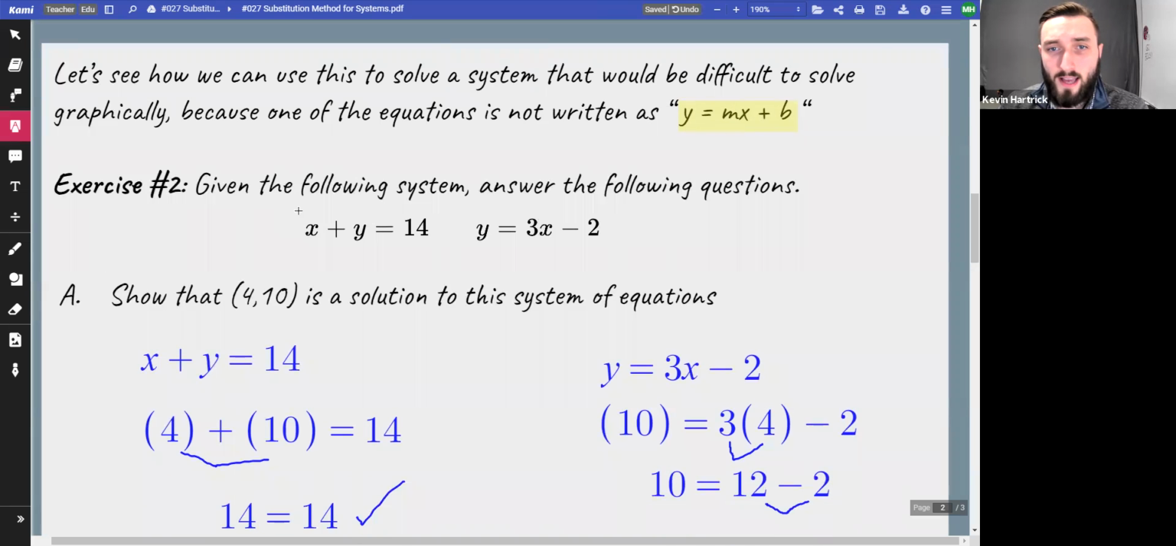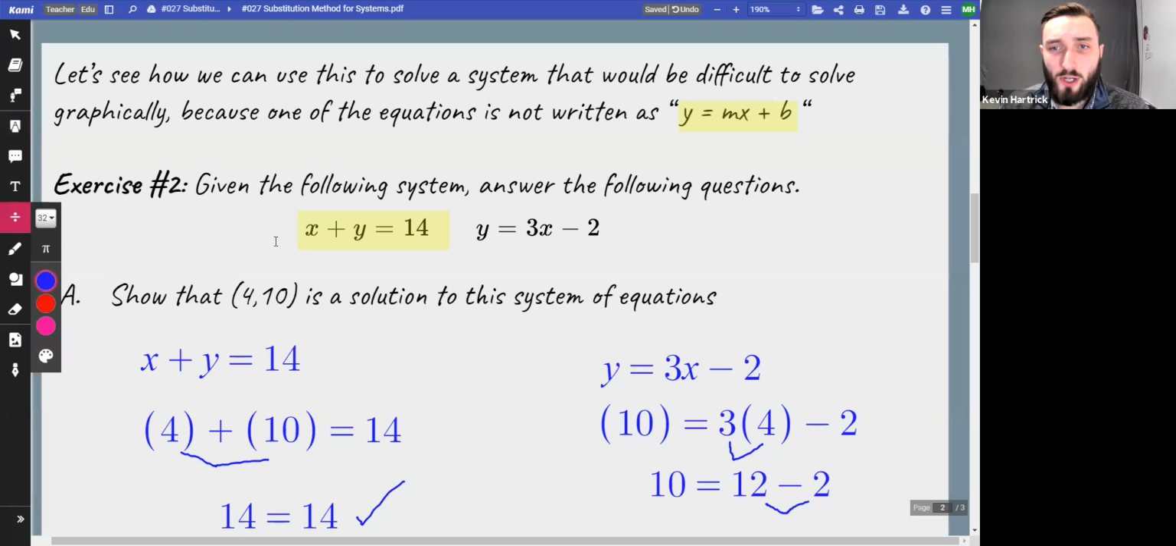So take a look at our exercise number 2. If you look at what I've just highlighted here, we have the equation x plus y equals 14. Now, does that mean that this is not a line because it's not written in y equals? No, okay? This is a line, and it could be written in y equals if we needed it to.